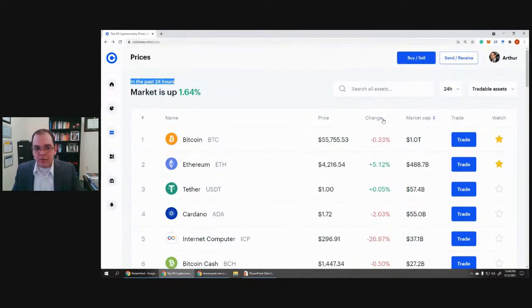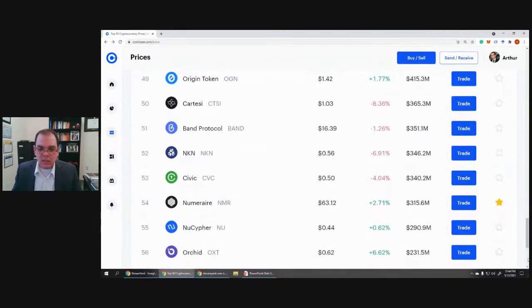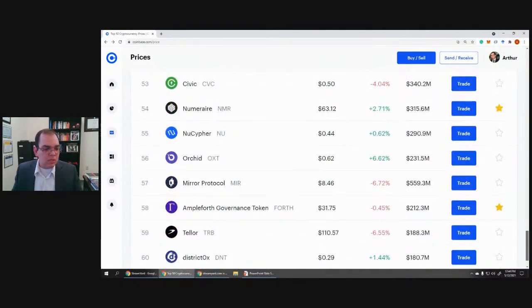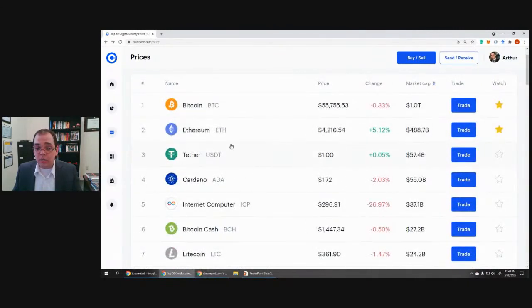Okay, so looking at my browser now, you can see all the cryptocurrencies that are supported by Coinbase. I'm right here, third icon, looking at the prices. So right now, the price of Bitcoin, $55,000. The price of Ethereum, the second most popular cryptocurrency, $4,000. Coinbase supports up to 60, if I'm not mistaken. You will see a lot of cryptocurrencies there. And of course, today we only focused on Bitcoin.